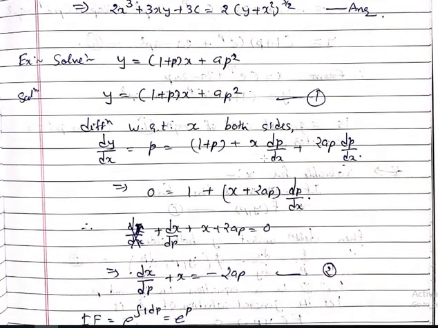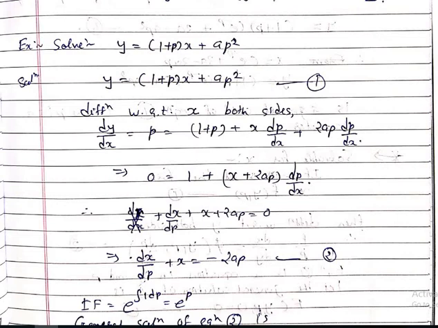Now the second example, y is equal to 1 plus p into x plus a p square. So again this y is a function of p and x, so differentiating with respect to x on both sides, that will give you dy by dx, that is p, is equal to 1 plus p plus x into dp by dx. Here we are applying the u into v rule. 1 plus p as it is, derivative of x is 1, x as it is, derivative of 1 plus p is dp by dx, plus 2ap into dp by dx.